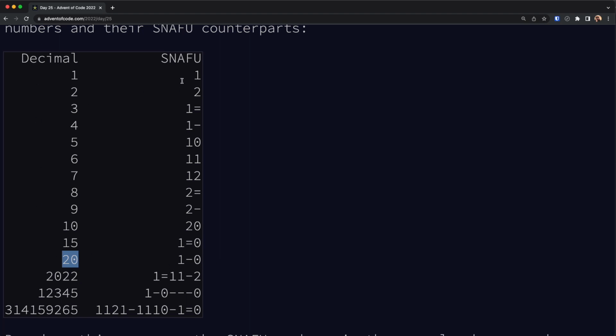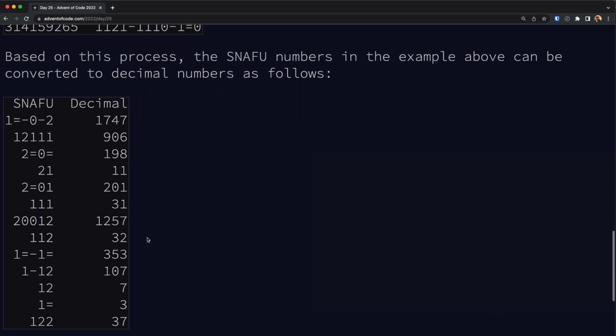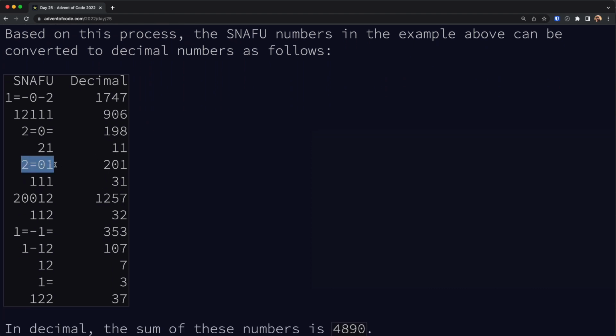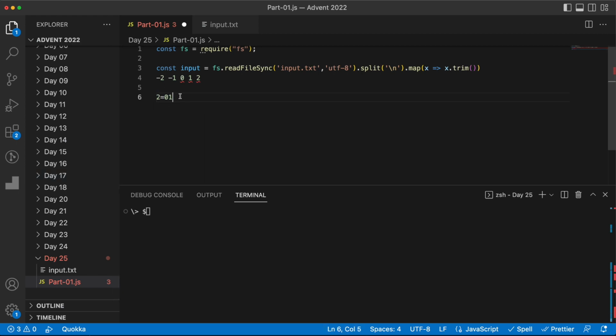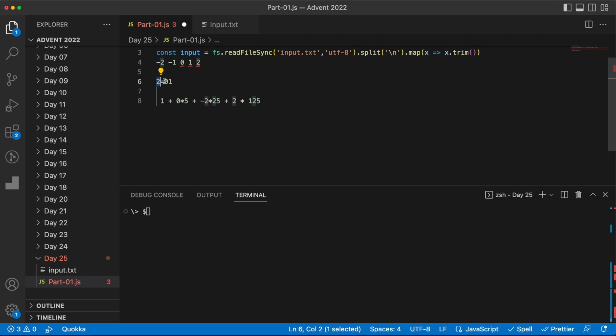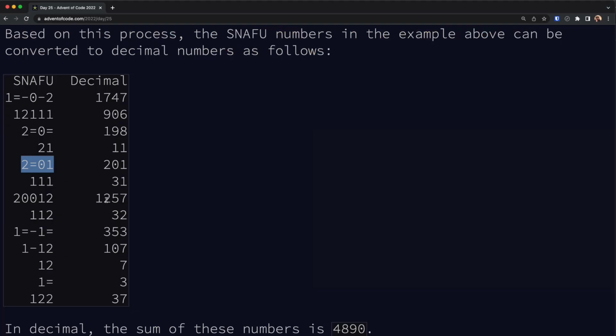So this is converting from decimal to SNAFU, and going from SNAFU to decimal is the same. We need to do it in the reverse order. So something like this number in SNAFU will be 1 plus 0 times 5 plus minus 2 times 25 plus 2 times 125. So we are going up a power of 5 here as we go from 1 to 2. And this is minus 2 times 25. And then we have 2 times 125, which will be 201. Right, so this is 201.